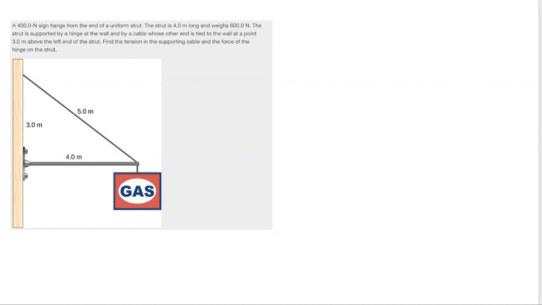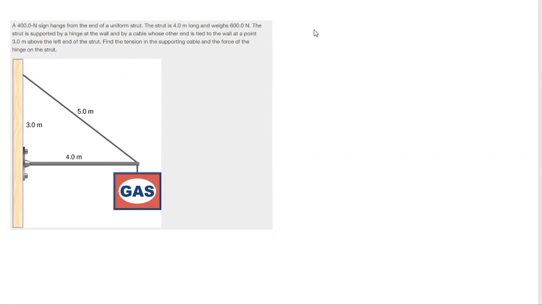So, the problem reads: a 400 Newton sign hangs from the end of a uniform strut. The strut is 4 meters long and weighs 600 newtons. The strut is supported by a hinge at the wall and by a cable whose other end is tied to the wall at a point 3 meters above the left end of the strut. Find the tension in the supporting cable and the force of the hinge onto the strut.